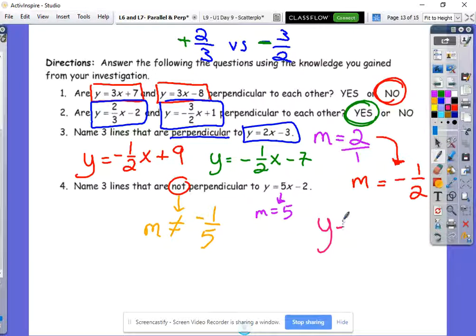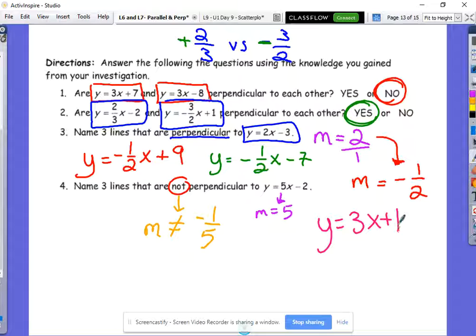So anything, y equals 3x plus 1. That's fine. No problem at all. y equals negative 9x minus 8. Anything you want. Create one more with your neighbor. Anything you want.